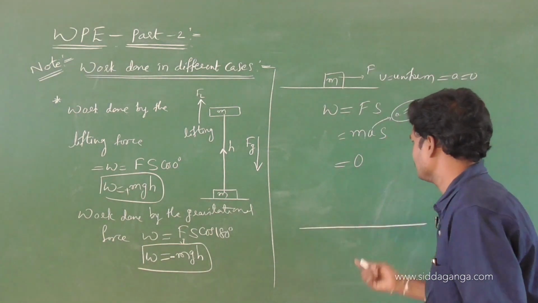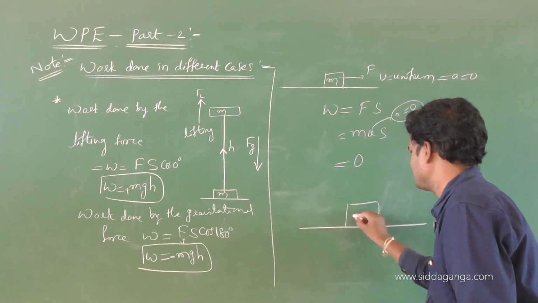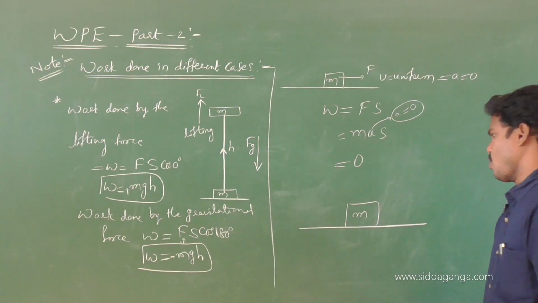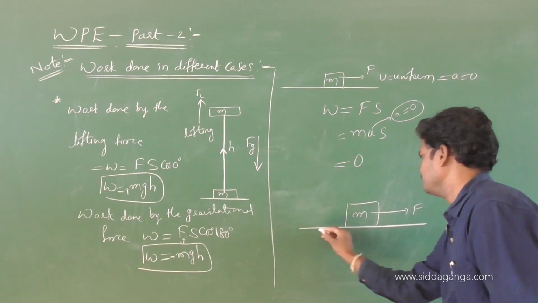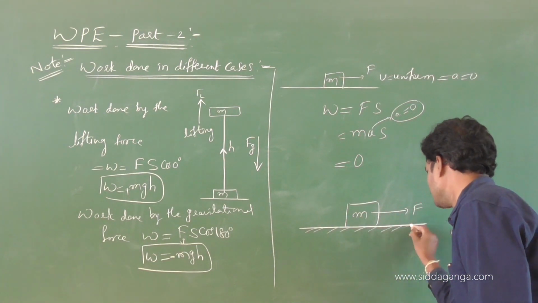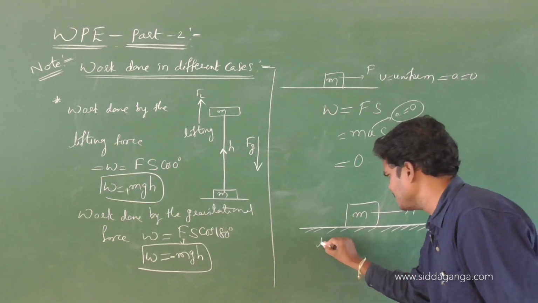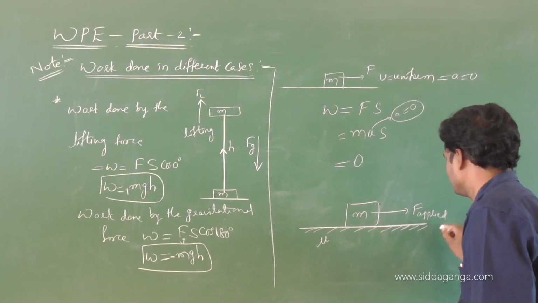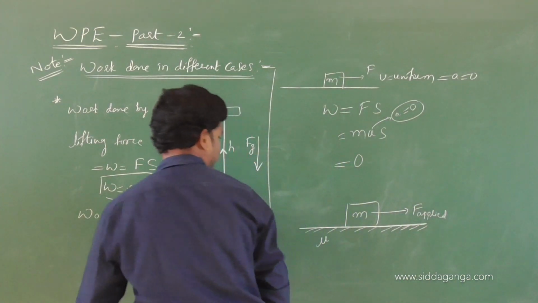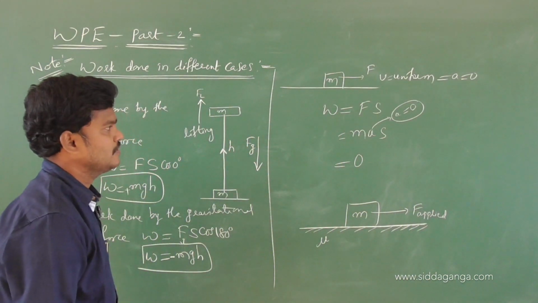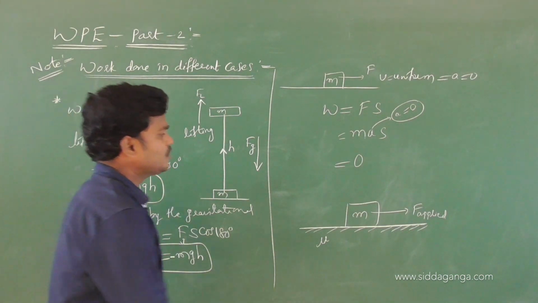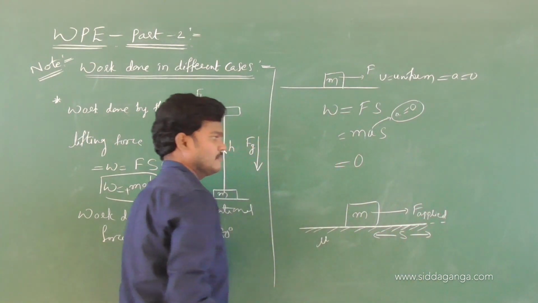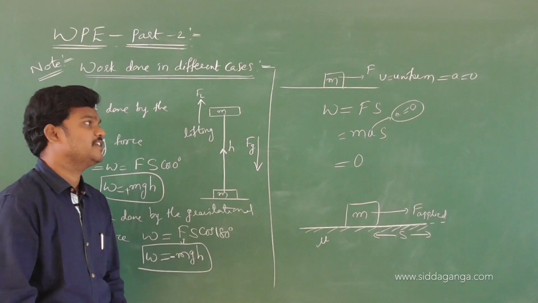Now I want to look at work done by the frictional force. For suppose, let me write this one. A block of mass m, I applied a force F. Use this knowledge to solve problems, and the coefficient of friction is mu. This is F applied. Because of this force, the body may cover some displacement S. Tell me, how much is the work done by the applied force?